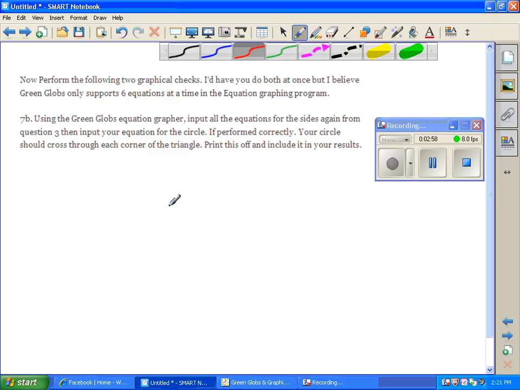So those are the ones that give you a triangle. Okay, the first triangle. And then input your equation for the circle. If performed correctly, your circle should cross through each corner of the triangle. So your circle should hit all 3 points, which is a no-brainer because these were the 3 points we started with. So the circle better hit them because they are supposed to be on the edge of that circle.